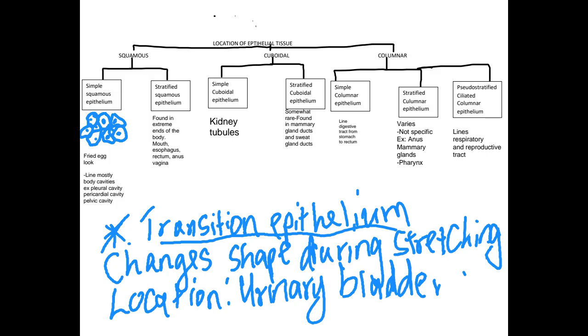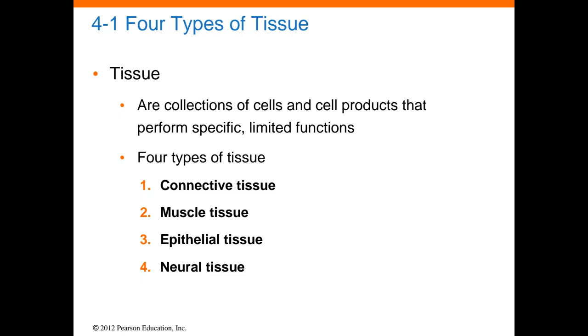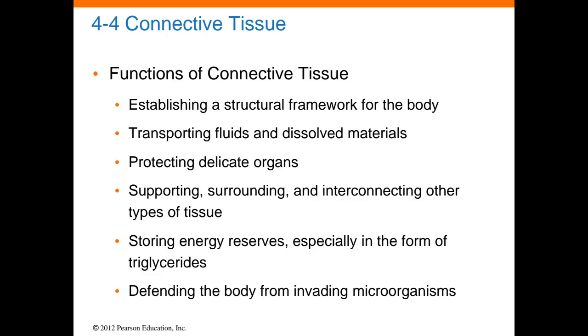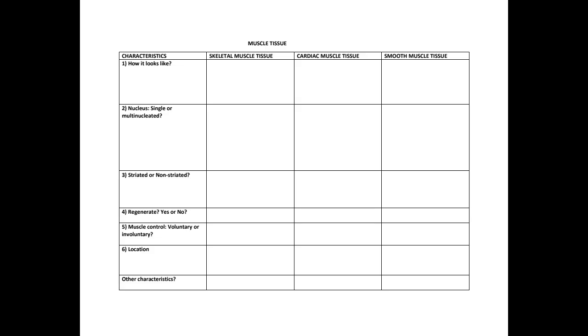Okay. The other type of tissue that we talk about is muscle tissue. There are three types of muscle tissue. We have skeletal, cardiac, and smooth muscle tissue. They look pretty similar, but they have some differences that we'll talk about. For this one, I just put a table on there because it makes it easier to look at the similarities and the differences.